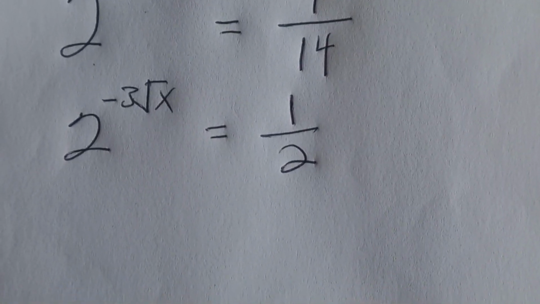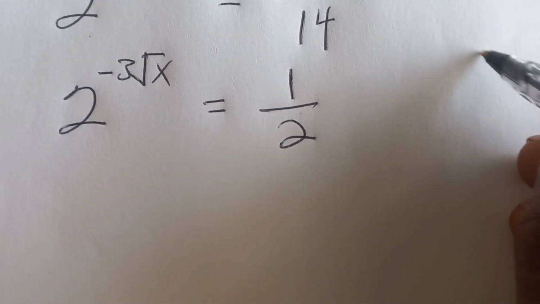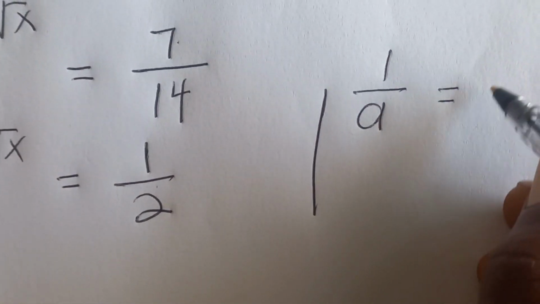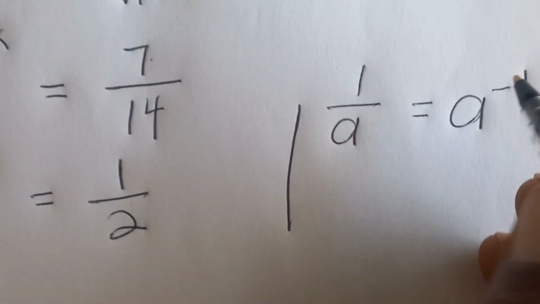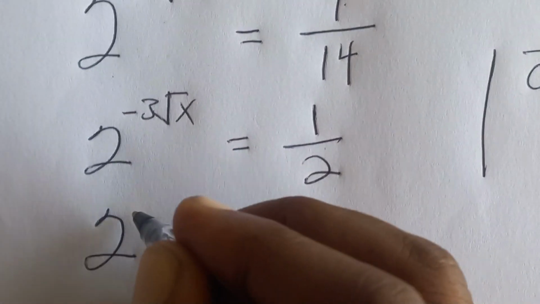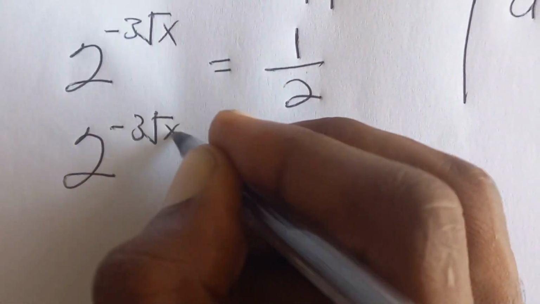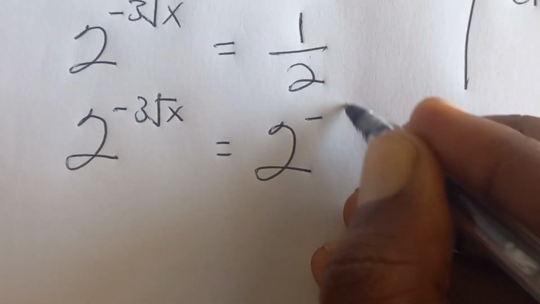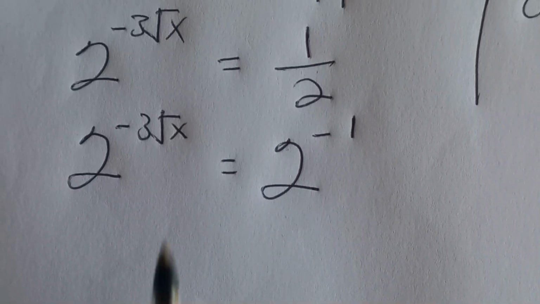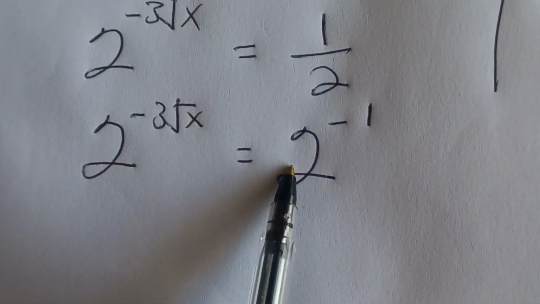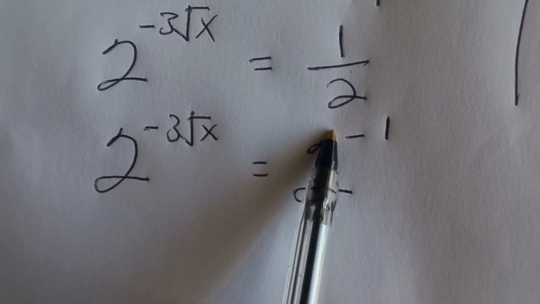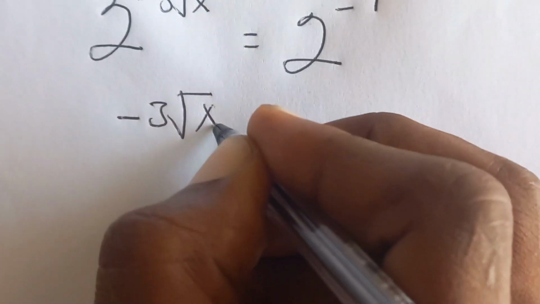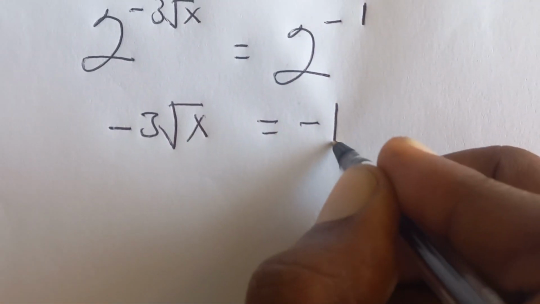Okay, and don't forget, when you have 1 on a, we can rewrite it as a exponent negative 1. So you say that 2 exponent negative 3 root x is equal to this, and we can write it as 2 exponent negative 1. Now the bases are the same, so we equate the exponents. In this case, we say that negative 3 root x is equal to negative 1.